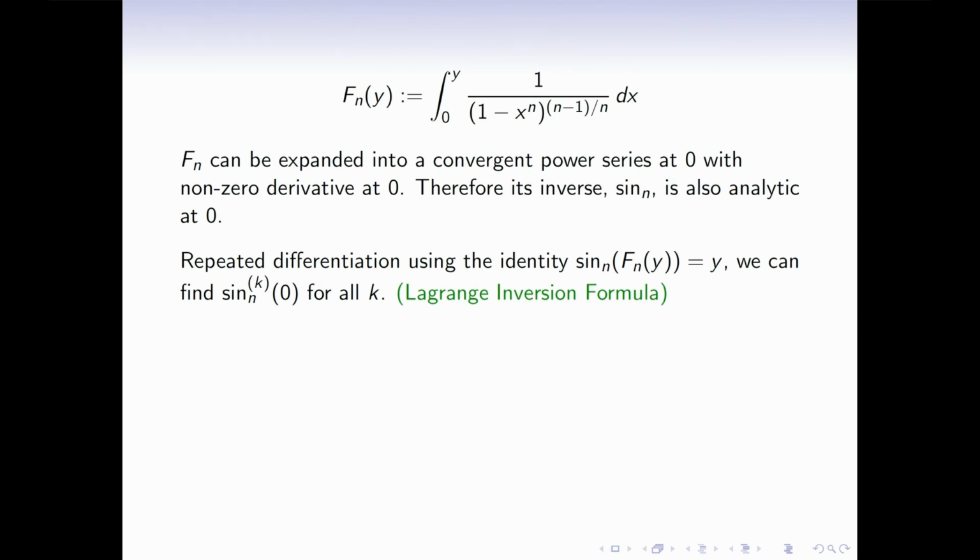And with repeated differentiation, this is where those polynomials start emerging. You take this identity, sine n of F_n of y equals y, by definition, and then repeated differentiation is going to spit out the successive derivatives of the generalized trig function at the origin. And there's a more systematic way to do this, that is the Lagrange inversion formula. And this is what my students did in the undergraduate research course, where we started seeing some patterns having to do with the Stirling numbers of the first kind or second kind. It's in the paper.